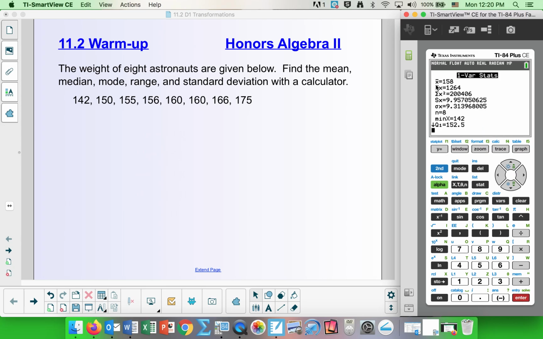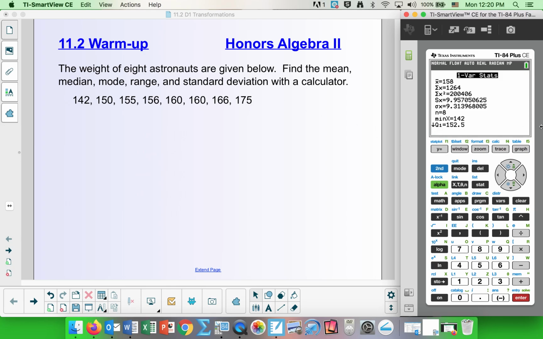So remember some notation. X bar stands for the mean. All right, we don't need to worry about the rest of this stuff. Notice N is important. I'm sorry, I skipped over standard deviation, which is 9.313, etc. N stands for our number of data values. So notice we had 8 astronauts.